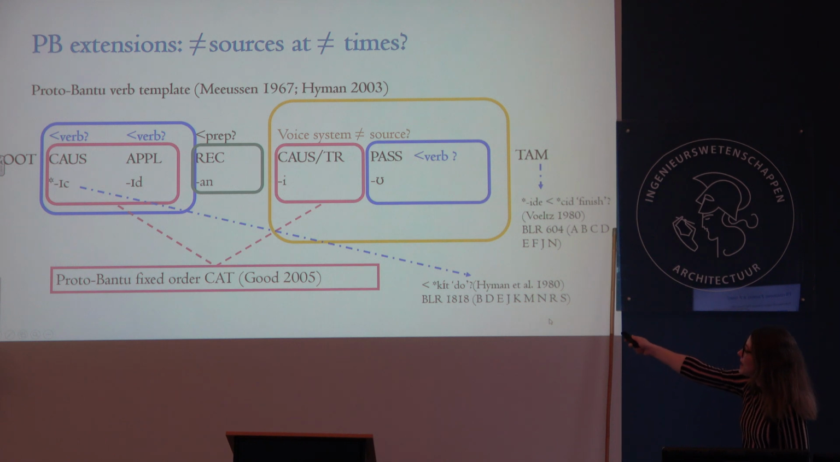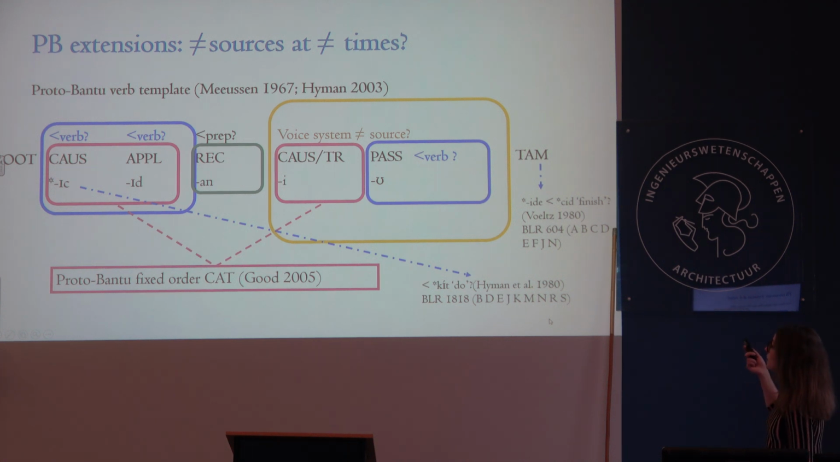So I'm going to explain a little bit the colors that you see there. The pink one indicates that Good in 2005 proposes that those things that are within pink squares probably had, he has really good arguments for that, a fixed order back in Proto-Bantu. The blue squares indicate that possibly, maybe, we can find or propose a verbal origin for those extensions. So the applicative proposed today, the causative, there has been some proposals for a verb that would have ended up being a causative suffix. We also know that some tense aspect suffixes have been linked possibly to a verbal source.